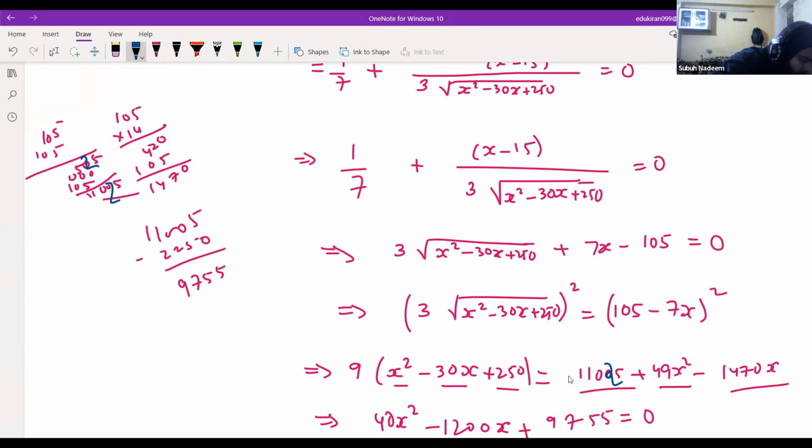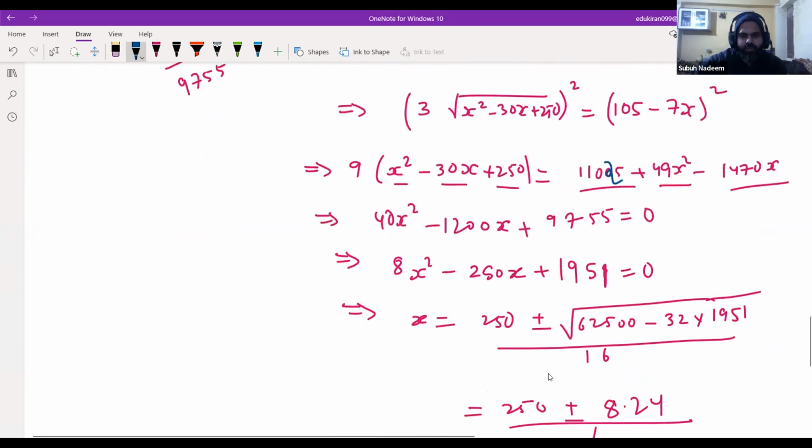into 2, 1470. That is fine. So this will be 40x square and then minus 1470, and from here minus 270. That will become minus 1200x, 11025 and 2250. 11025 minus 2250.